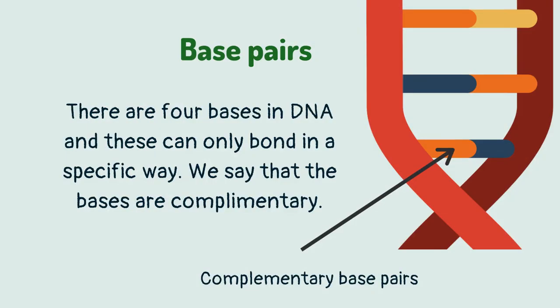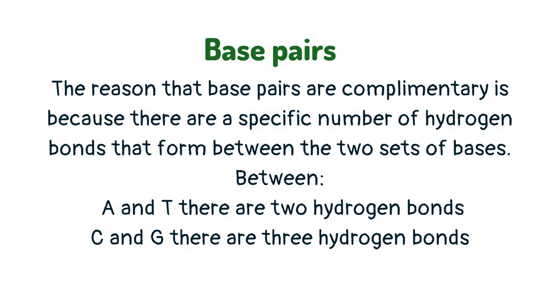There are 4 bases in DNA, and these can only bond in a specific way. We say that the bases are complementary. The reason that base pairs are complementary is because there are a specific number of hydrogen bonds that form between the 2 sets of bases. Between A and T there are 2 hydrogen bonds. C and G there are 3 hydrogen bonds.